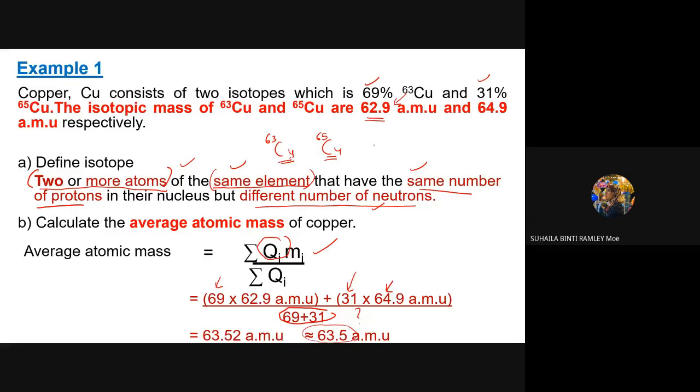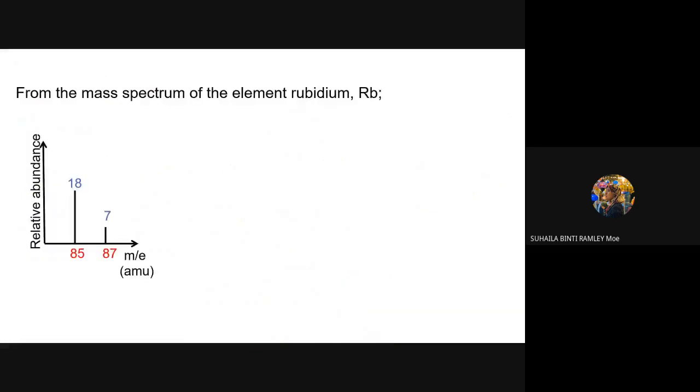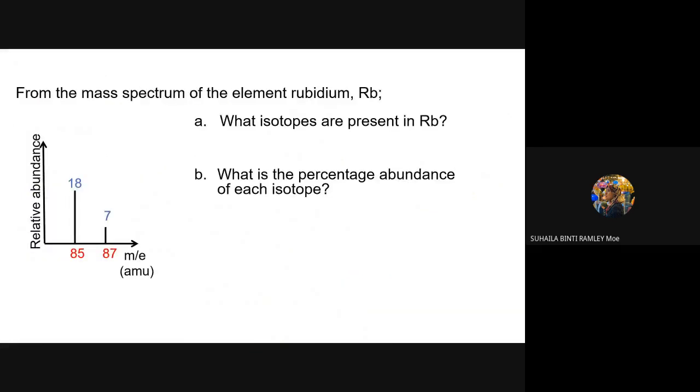The question gives you the mass in 1 decimal point, 62.9. The 0.9 is 1 decimal point, so your final answer must also be 1 decimal point. So this one is a question from the mass spectrum given.